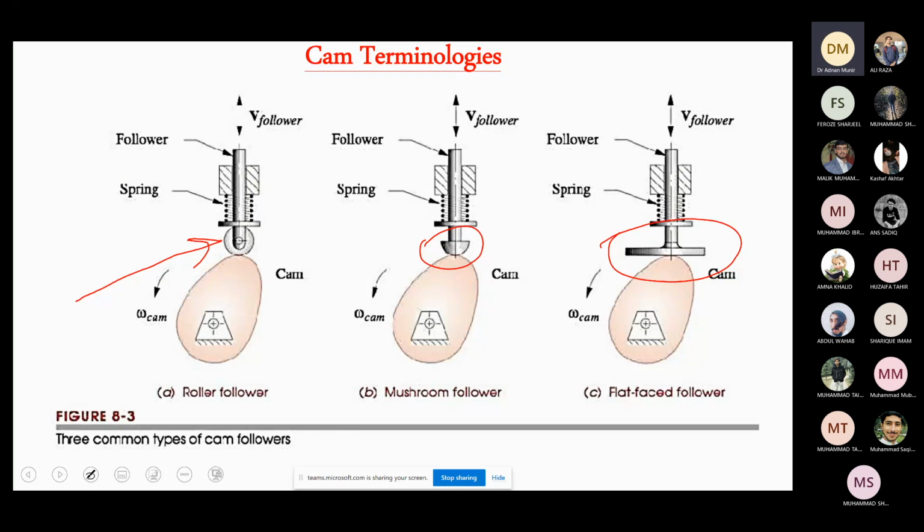Okay, now another thing you can see in all the three cases is that the follower is translating, moving with velocity v follower, whereas the cam is rotating with omega cam. So the cam is rotating at this center point, whereas the follower is translating. So this is an example of a translating cam follower also.